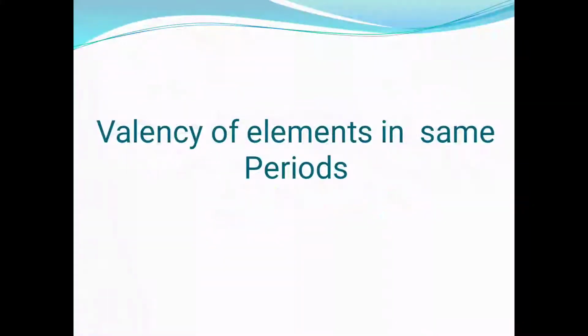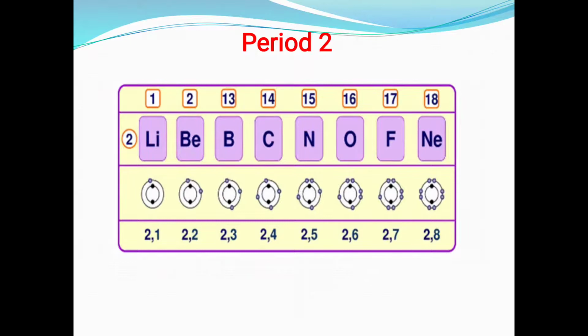So, let's discuss the valency of an element in the same period. For that we will take the example of period number 2. So, these are the elements in the period 2. Let's discuss their valencies. So, the valency of the first element, that is lithium, here it is 1, because the lithium will give 1 electron to complete its duplet, right? So here valency becomes 1.